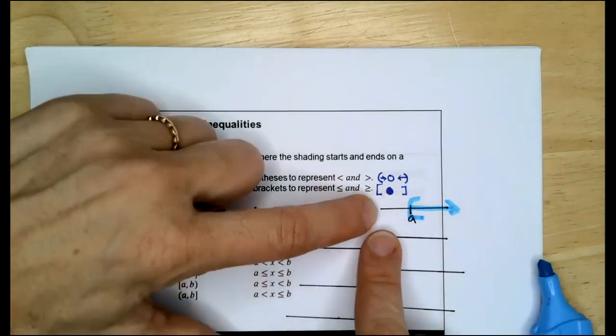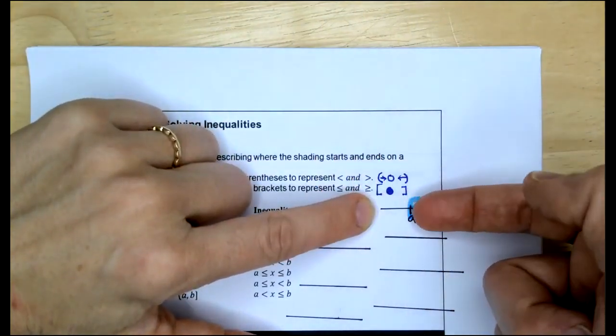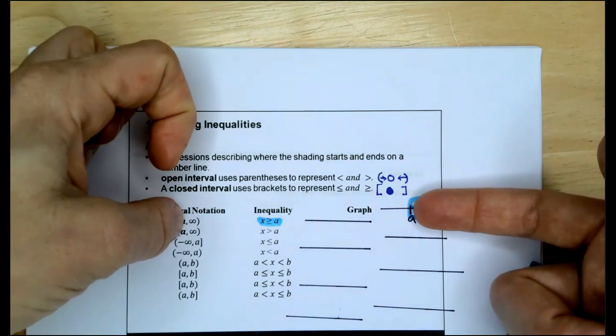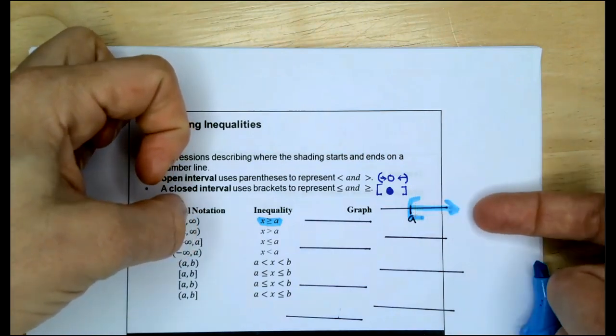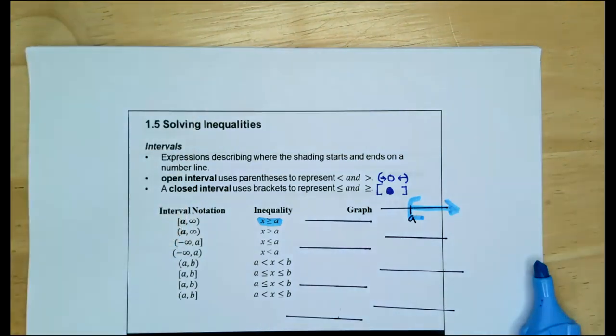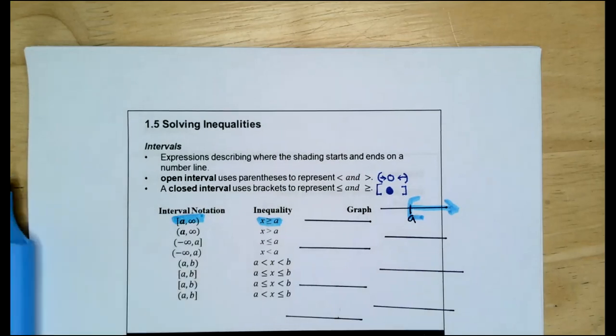So just look at your graph like a sentence, read it left to right. Where does my sentence start? My sentence starts at A. Does it start with a parentheses or a bracket? It starts with a bracket. And then it goes forever. Forever just means infinity. Okay, so that's our first one. Also, feel free to fast forward if you're comfortable with this information.